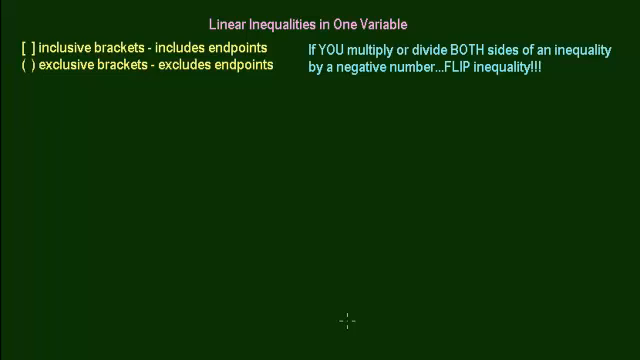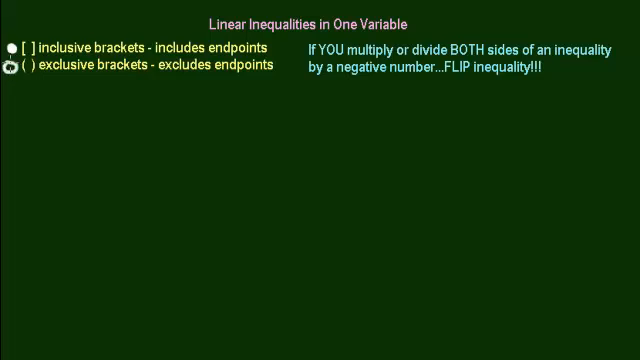Today we're talking about linear inequalities in one variable. Now I've written a few notes up here for you. These brackets right here are going to indicate that the endpoints are included. They're the squared off brackets. In high school you might have listed that as a closed ball, might have been how we described it.